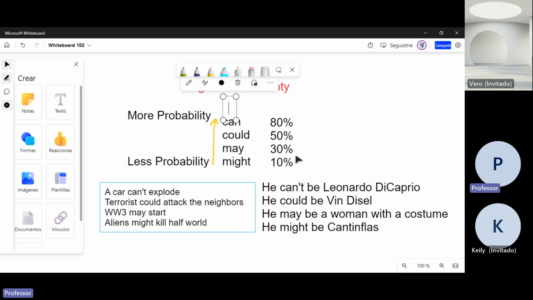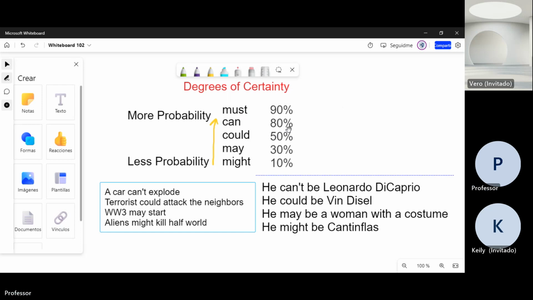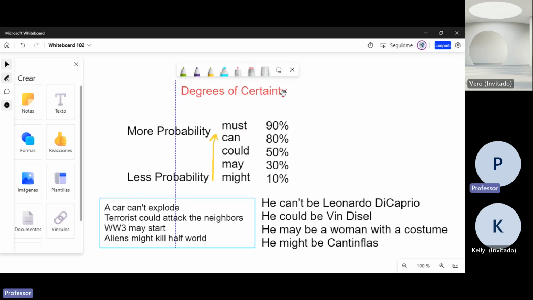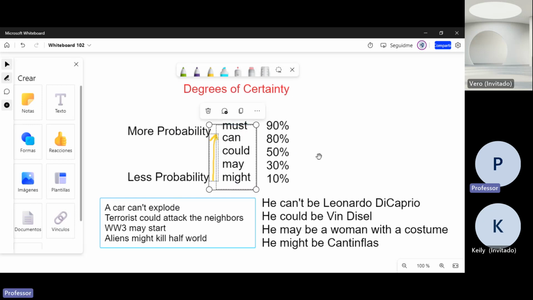No, teacher. Now we can also use the modal verb must, and we're going to use it to express 90% of probability. When we are more sure about something, we're going to use must and not can, could, or might. We said can, could, and might can be translated as poder. And if we translate it, he can't be Leonardo DiCaprio, he could be Vin Diesel, he could be a disguised woman, or he could be Cantinflas, right? So we're using poder. But when we are more sure about something, we use must. Él debe ser fulanito de tal, right? Because, I don't know, because of his eyes, because you notice something in particular about a person, you're more sure about something. So in that case, we use must.